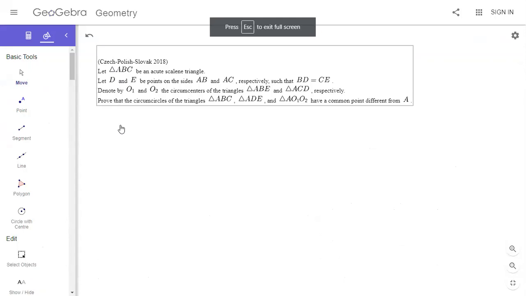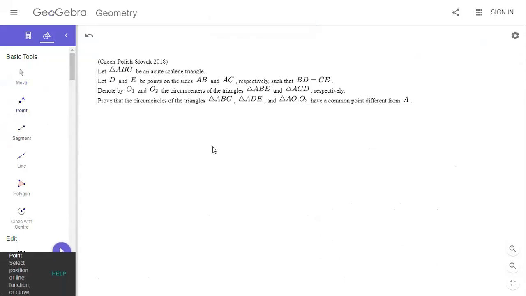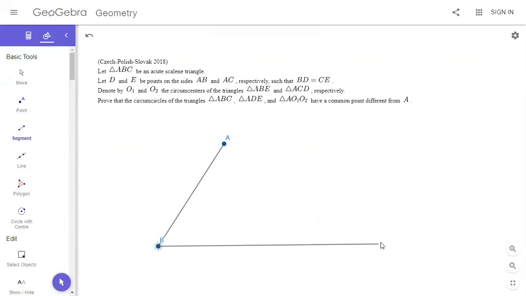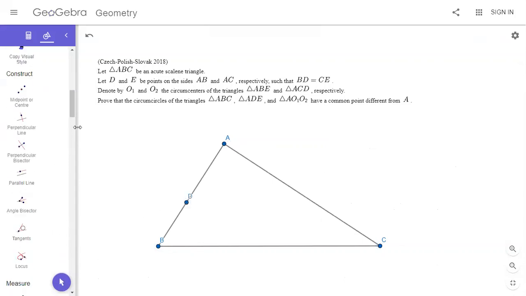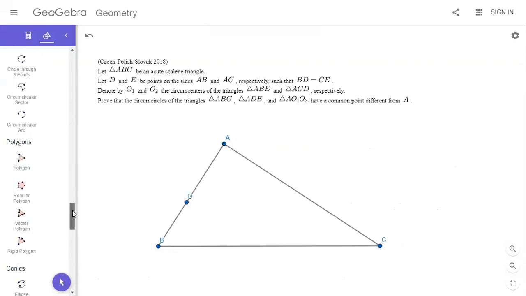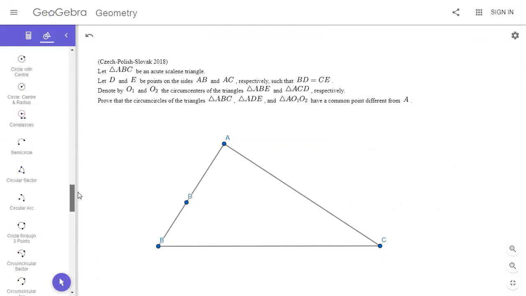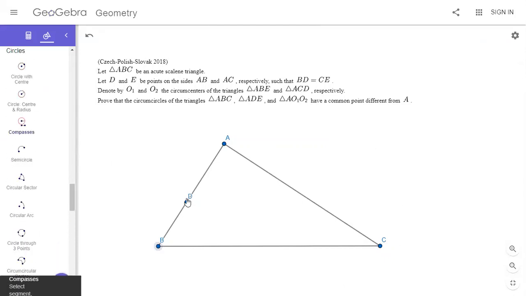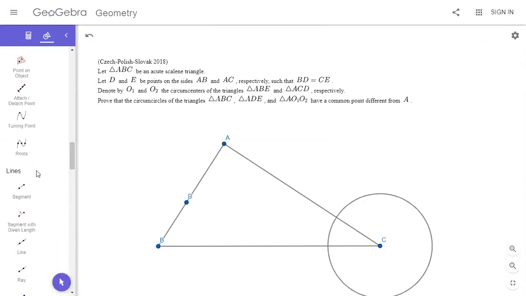So we have a triangle ABC. Oh, this one's kind of interesting. So BD is equal to CE. Let me use my compass tool for this. Where's the compass? BD is equal to CE.